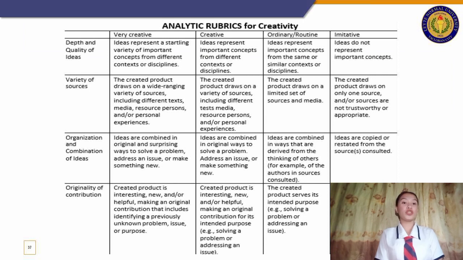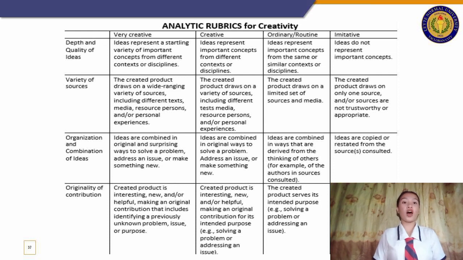Now let's switch gears and look at the analytic rubric. So this breaks down creativity into specific components. First, we have depth and quality of ideas. The second one, variety of sources. The third one, organization and combination of ideas. And lastly, originality of contribution. Each of these components gets its own evaluation.